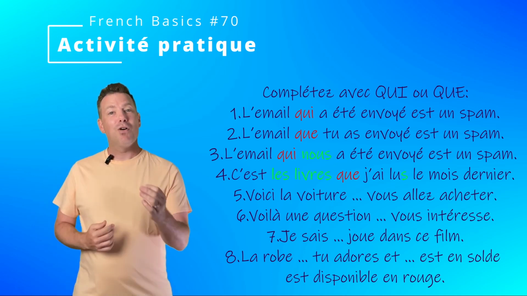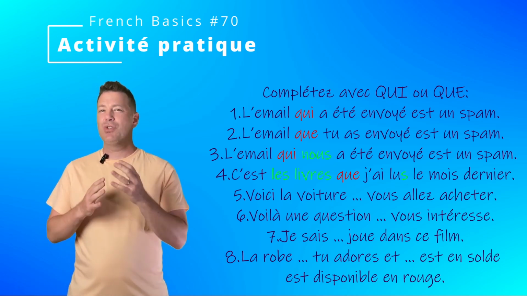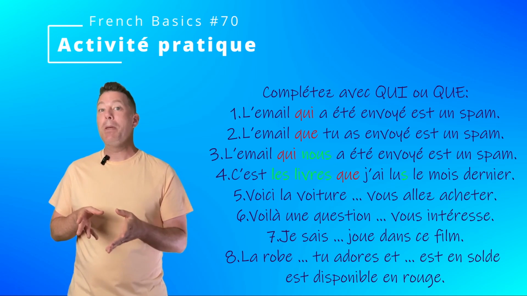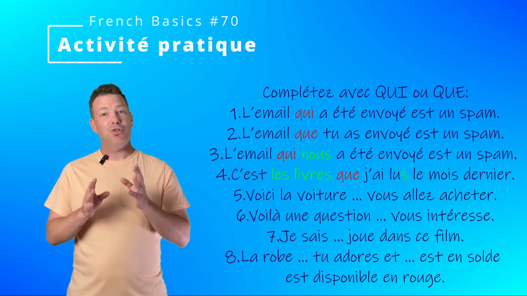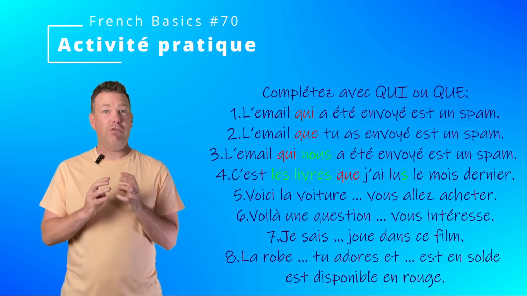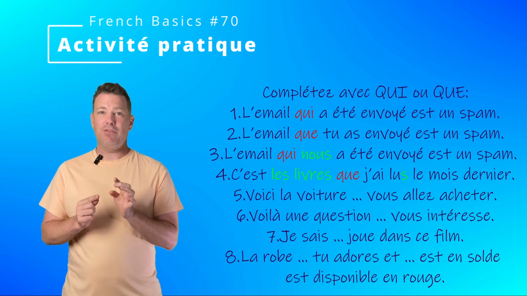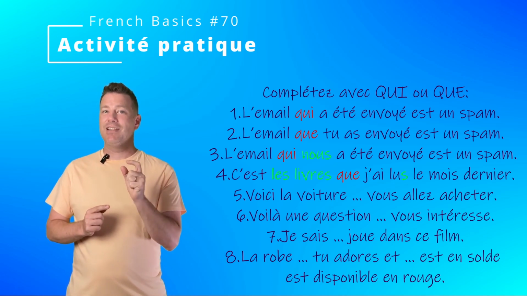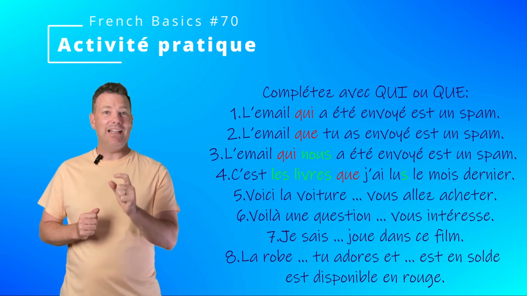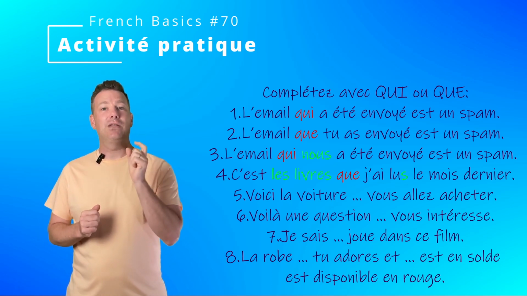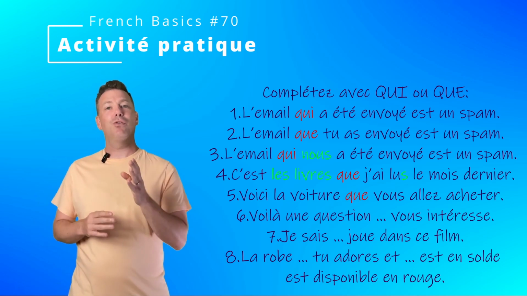Number 5, voici la voiture, blank, vous allez acheter. So what's after the blank? Vous. Be careful, therefore, okay? Really be careful. Don't fall in the trap. So you need to identify the function of vous. Look at the verb afterwards. Is vous the subject of that verb? Look at the conjugation. Does it have the form of the vous? Yes, the EZ, that's the vous form. So vous is the subject. Therefore, you need to use que. Voici la voiture que vous allez acheter.